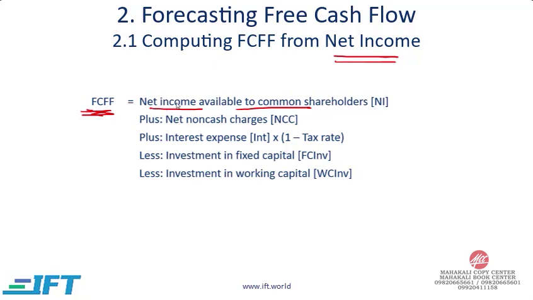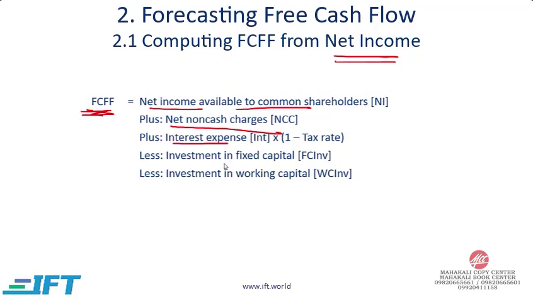But anyway, you start with net income, you add non-cash charges such as depreciation because we are coming up with a cash flow measure. You add interest, so interest times (1 minus T), after-tax interest. Why are you doing this? Because you computed net income after subtracting interest, and you actually want a number that covers all providers of capital, which includes the bondholders. So you add back the after-tax interest expense.